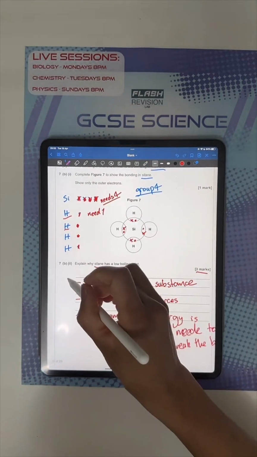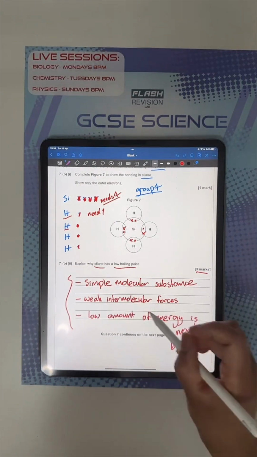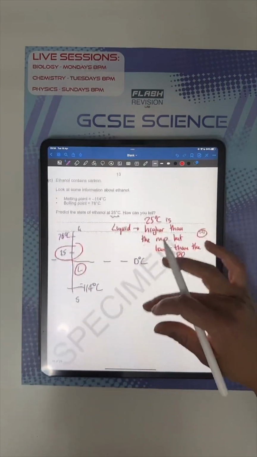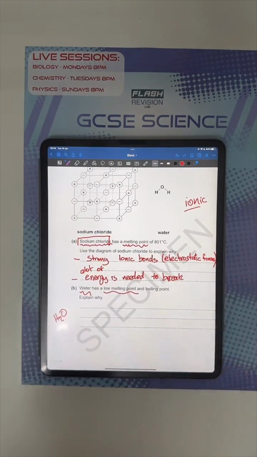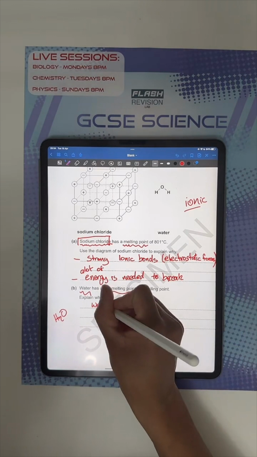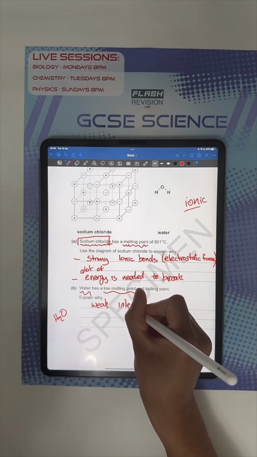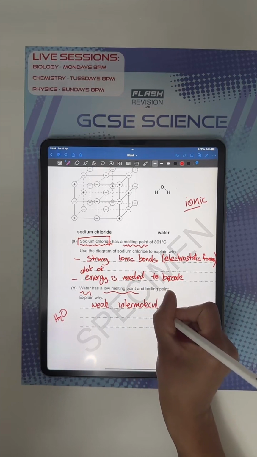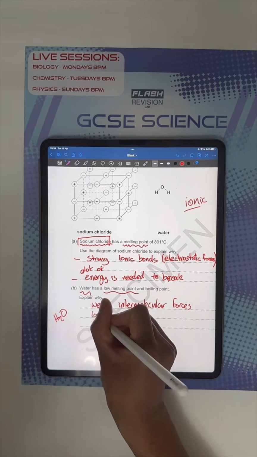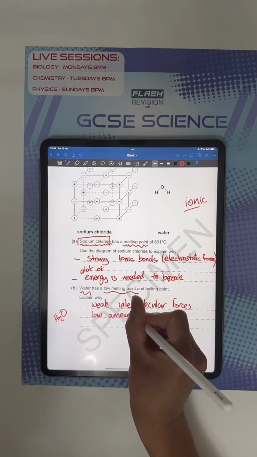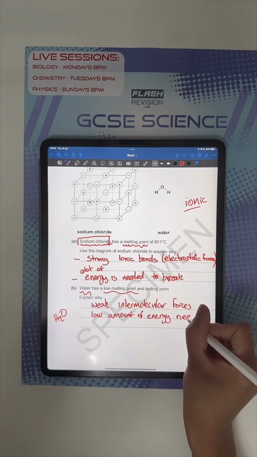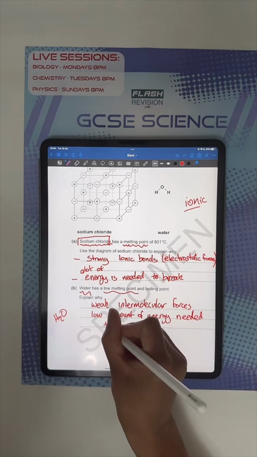And what did we say about simple molecular? I think we mentioned it in this answer. Simple molecular has weak intermolecular forces, and a low amount of energy is needed to overcome them. So we can give the same answer here. So it has weak intermolecular forces. Low amount of energy needed to break.